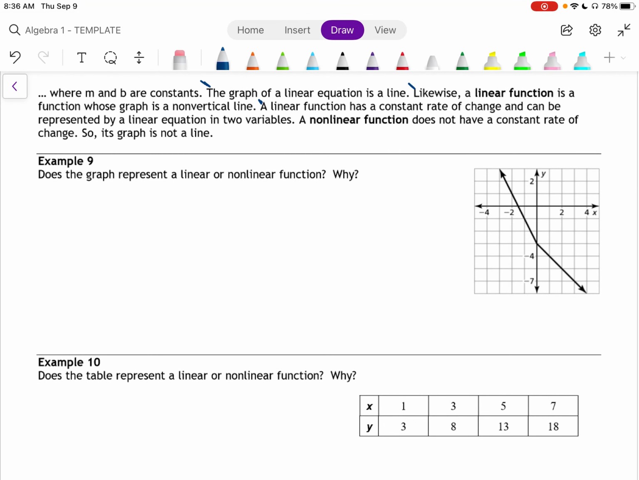Example 9, does the graph represent a linear or nonlinear function? Well, we have a line right here, but then it changes and turns into a different line. So this is not linear. We could say it changes directions.